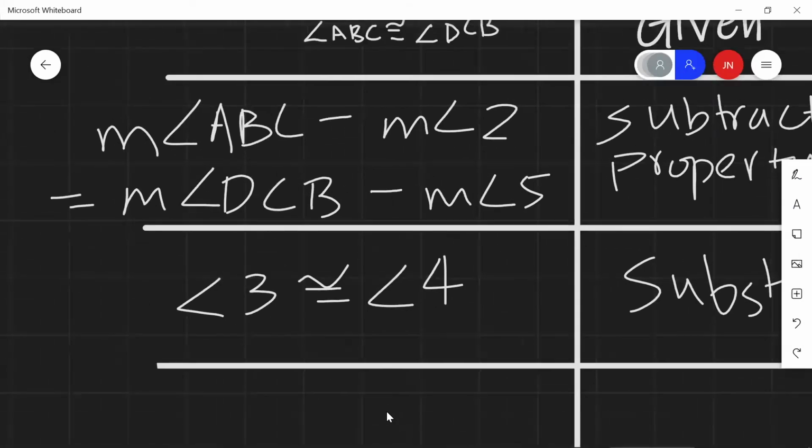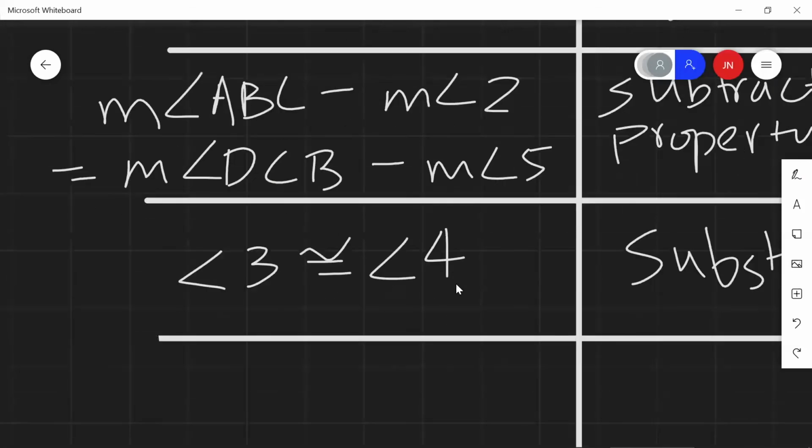Just for clarity's purposes, the measurement of angle 3 right here is the same as this angle right here. So the difference between the measurement of angle ABC minus the measurement of angle 2, that's going to be the same thing as angle 3. And the measurement of angle DCB minus the measurement of angle 5, well, that pretty much just represents angle 4.